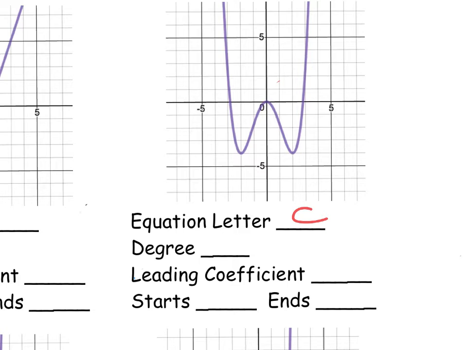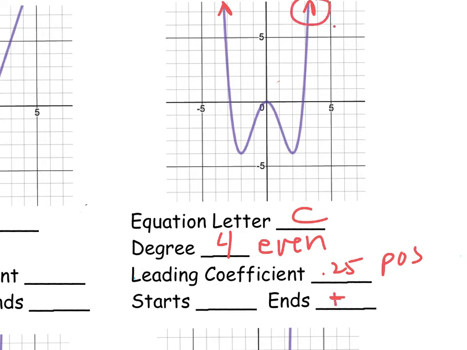The degree, well, x to the fourth is the largest power there, so it has a degree of 4. And that is even. My end behaviors, it starts and ends, they're both going in the same direction, up. Leading coefficient is 0.25, and that's positive 0.25.